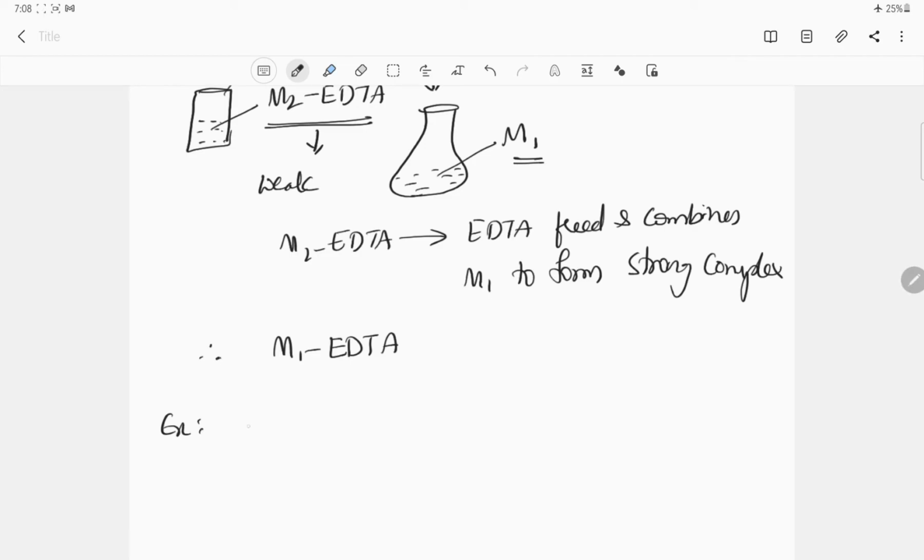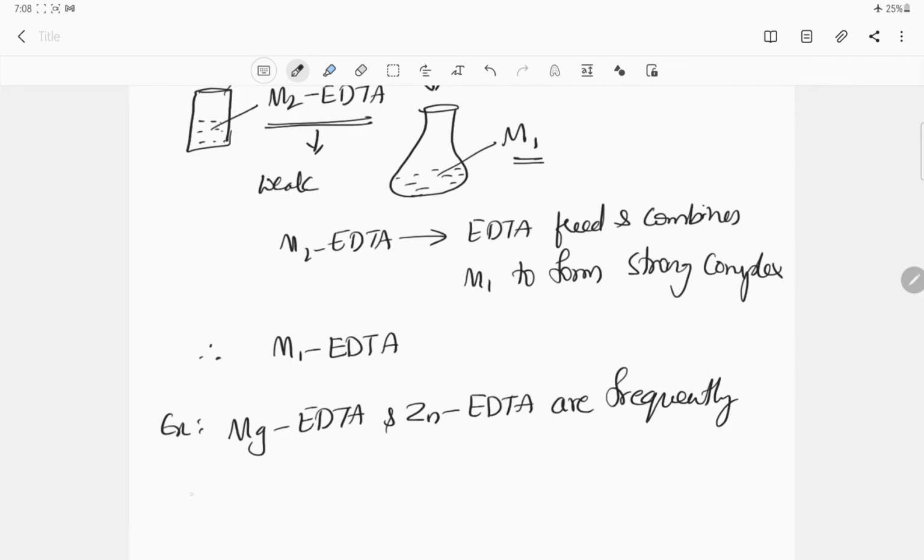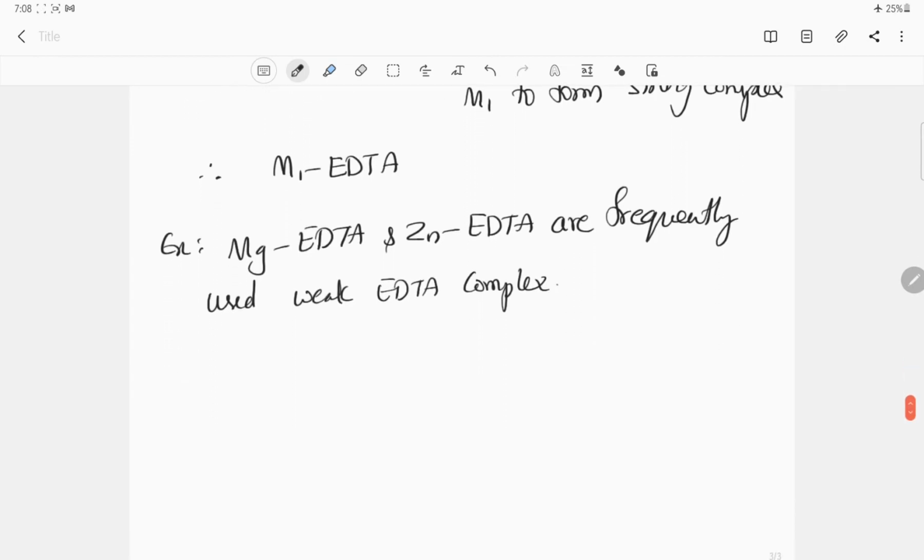Example, magnesium EDTA and zinc EDTA are frequently used weak EDTA complexes to determine the metal ions, for calcium ion.